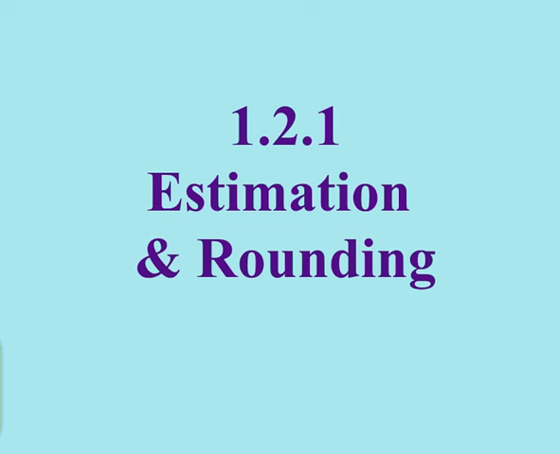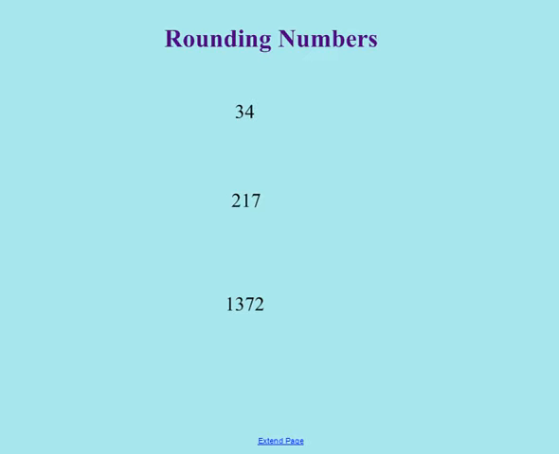This is the beginning of section 1.2 on estimation and rounding. Let's review rounding numbers. Let's round each of these numbers to the nearest 10. We start with the number 34. 34, rounded to the nearest 10, will round down to 30.